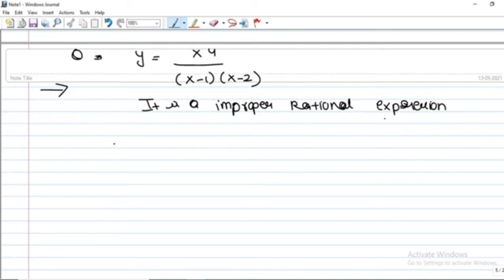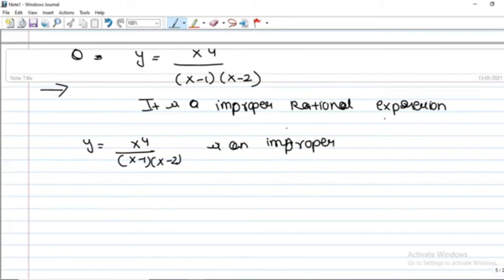What we have to do is divide. So y equals x raised to 4 the whole upon (x - 1)(x - 2) is an improper fraction, so we divide before resolving it into partial fractions.